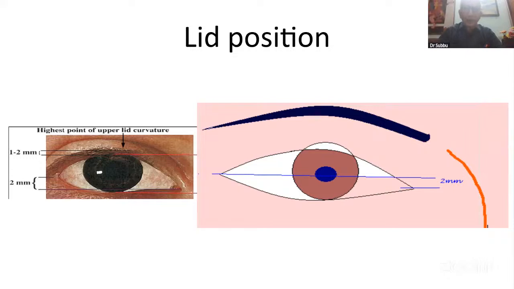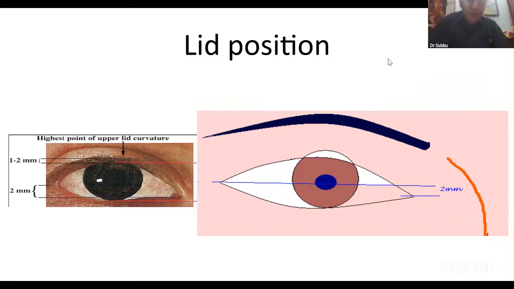Now, why should you know the anatomy and what is the normal thing? That's what we have to know to start with. Before we start the pathology of it, let's know what is the normal lid position. So, the upper lid covers 1/6 of the cornea. That's what the textbooks say.